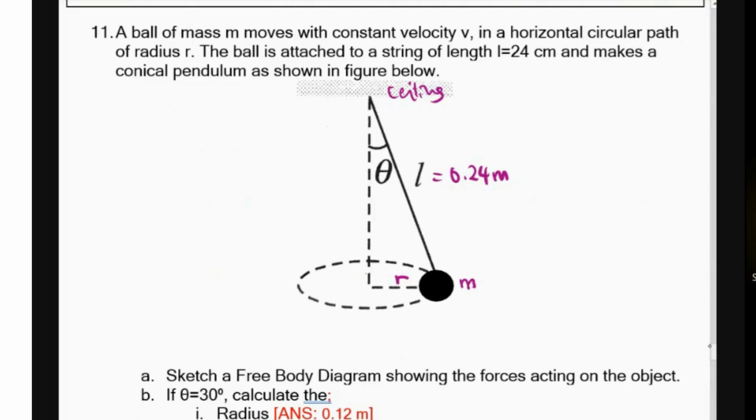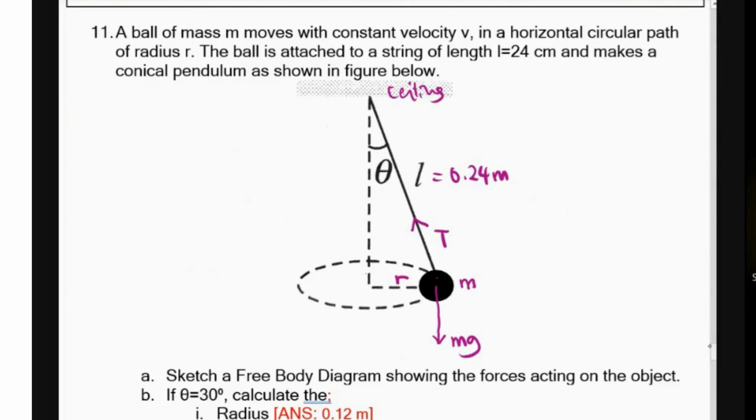Sketch a free body diagram showing the forces acting on the object. The object refers to the ball. The ball has mass, therefore it has weight pointing down, and attached is the string, therefore it has tension away from the object. Are there any other forces acting on the ball? No, there are only two forces, tension and the weight.